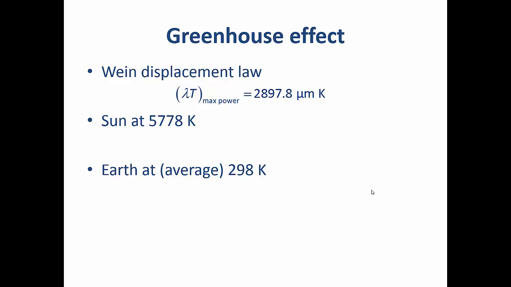So if we make use of the Wien displacement law, which is an observed feature of thermal radiation, namely that the wavelength times the temperature, which gives the maximum power for any particular temperature. This is the wavelength at which there is maximum emission, essentially, for a given temperature. The product of those two terms is always 2897.8 micrometers Kelvin. So for the Sun at 5778 Kelvin, that means that the maximum power occurs at 500 nanometers, in other words, in the middle of the visible spectrum.